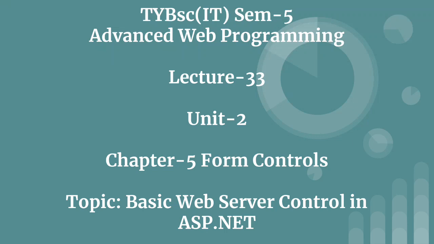So basically in the textbook we have the topic list controls. There are a total of 5 list controls available: list box, drop down list, checkbox list, radio button list and bulleted list, out of which checkbox list and radio button list we have already seen. So in today's lecture we are going to learn the remaining 3 controls, that is list box control, drop down list and bulleted list.